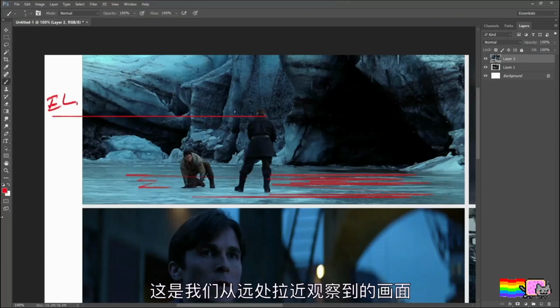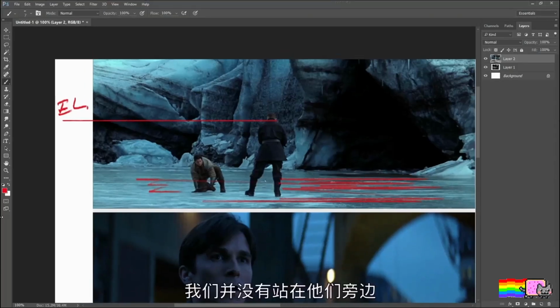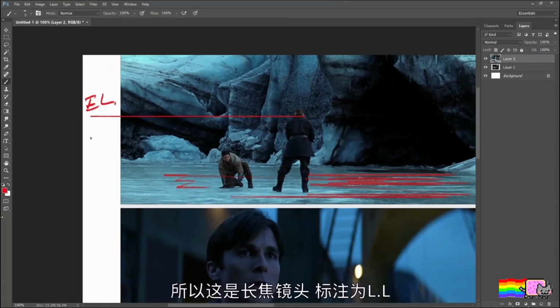Also just visually, this is a picture that we are observing from a distance, right? We kind of zoomed into the picture. We're not literally standing next to them. We are quite far away. They're fighting and we're seeing this fight happen. So this is a long lens, which we'll call LL, right?